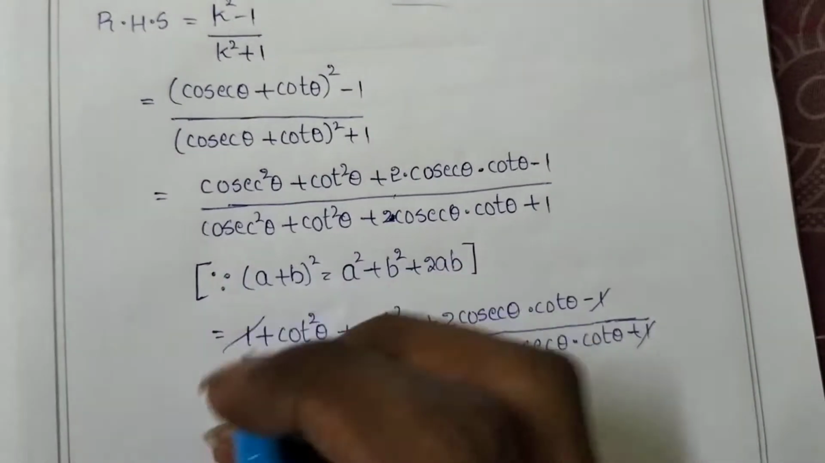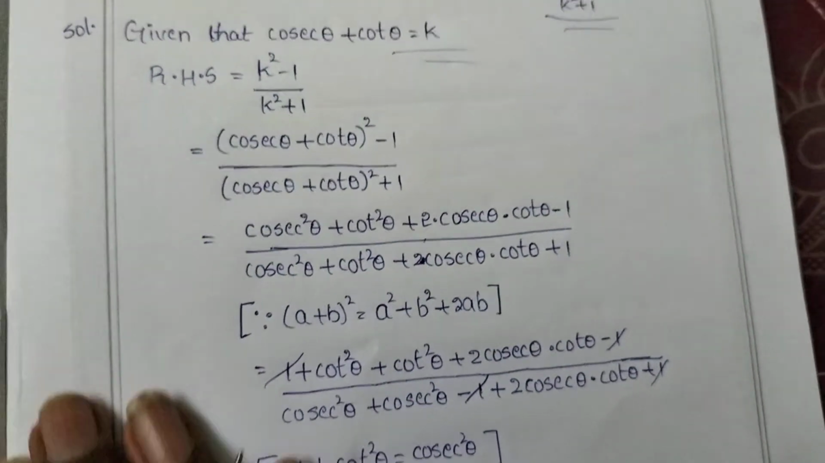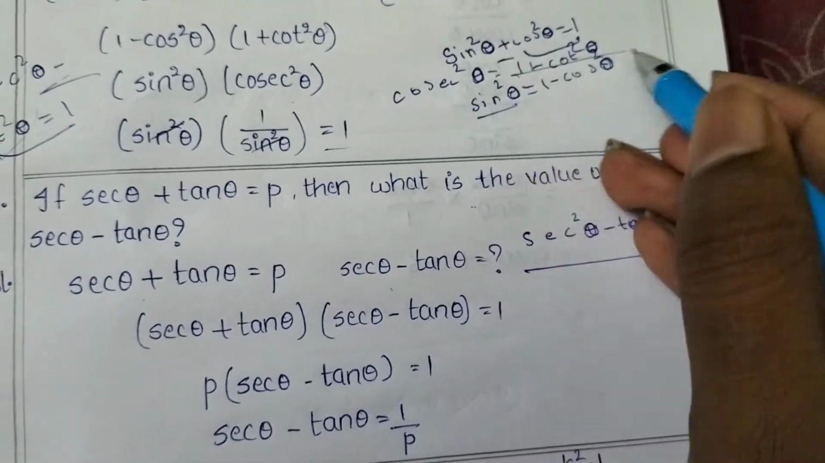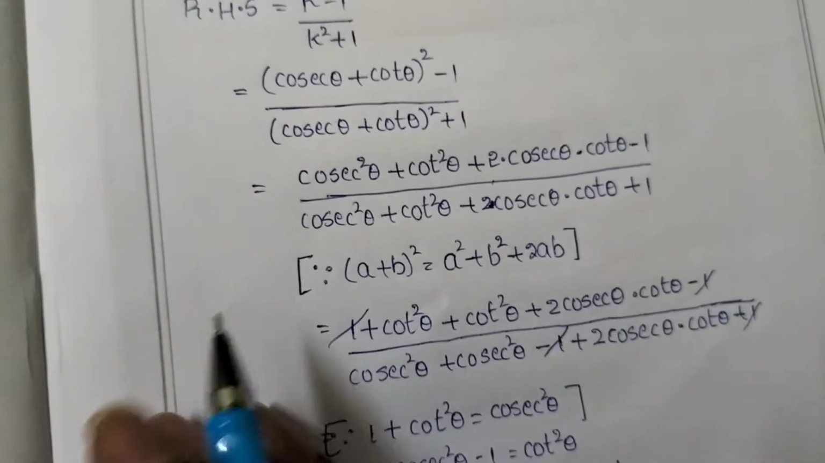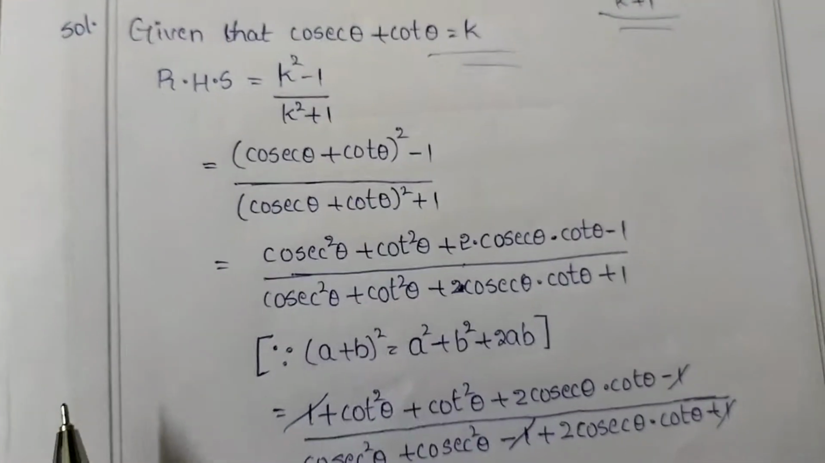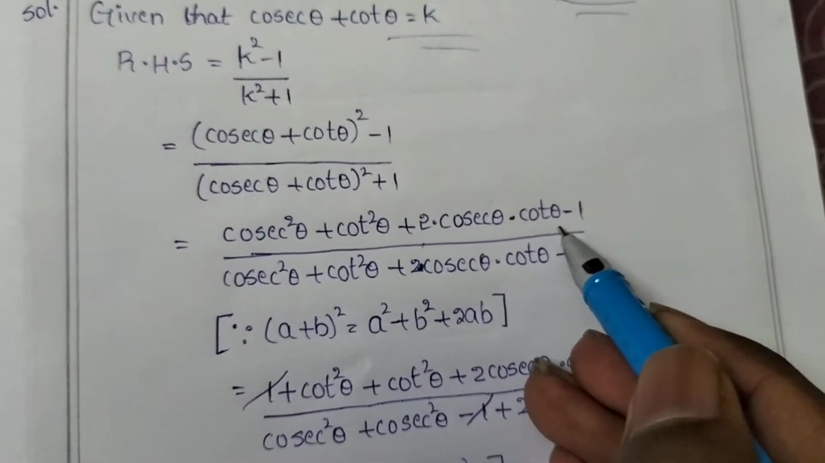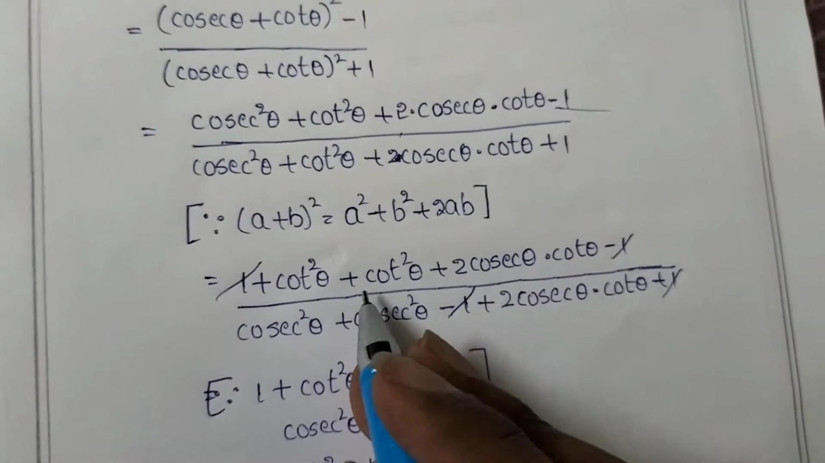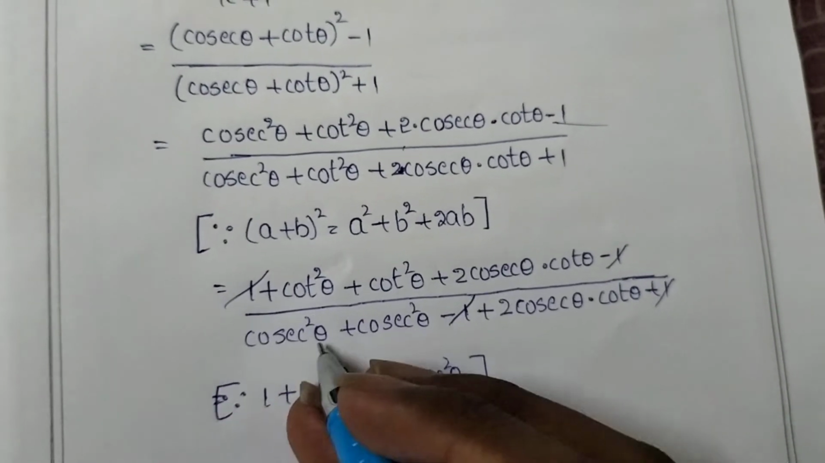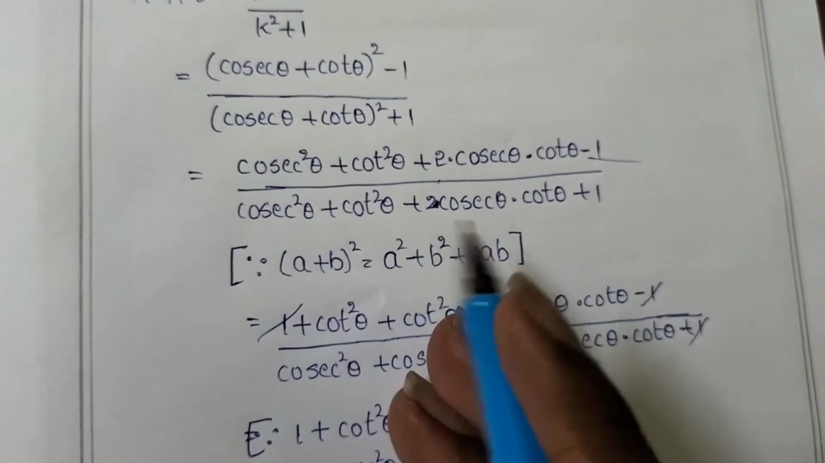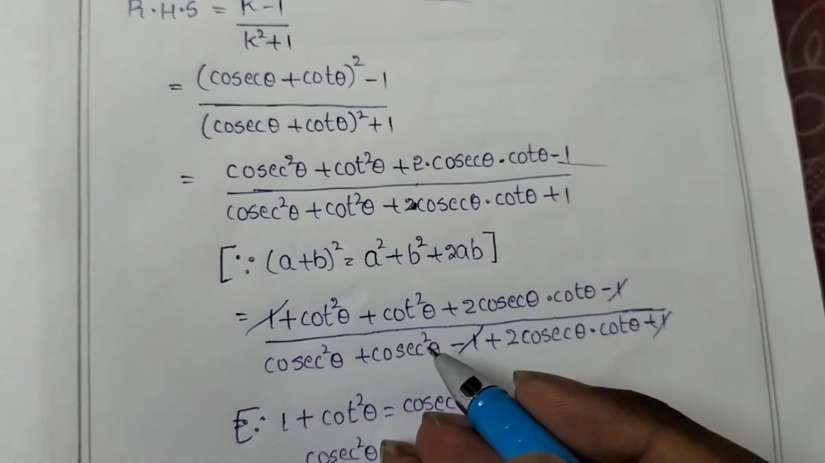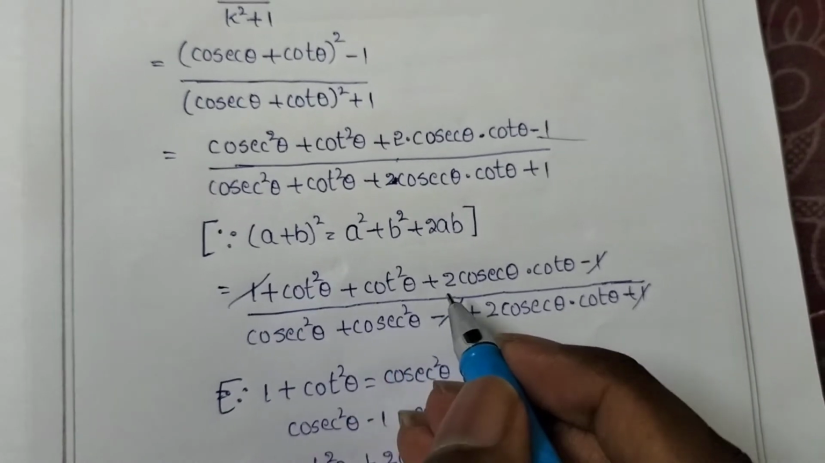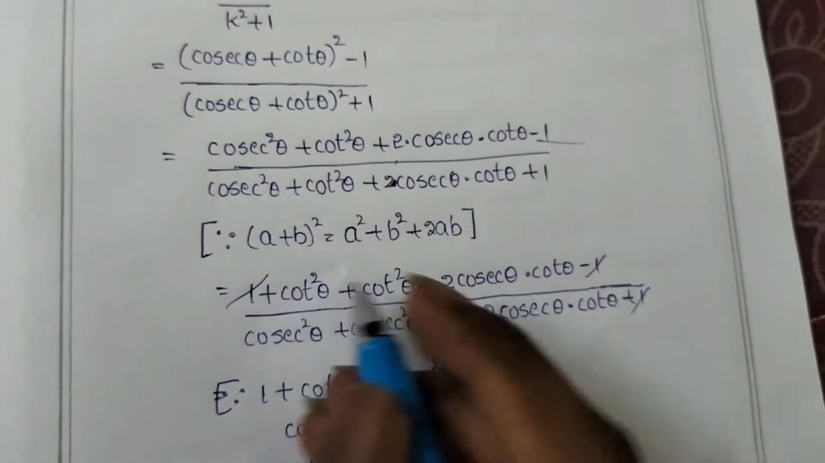So now if you observe, by identity number 1, cosecant square theta can be written as 1 plus cot square theta. Why am I changing only cosecant square theta here? Because here I want to cancel this minus 1. So if I write here plus 1 plus cot square theta, then this minus 1 will be cancelled. To cancel that one, I wrote it as 1 plus cot square theta, and I didn't change this one. So 1 plus cot square theta plus cot square theta plus 2 cosecant into cot minus 1.